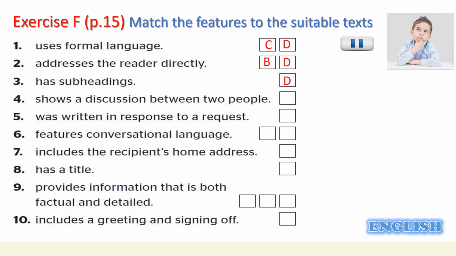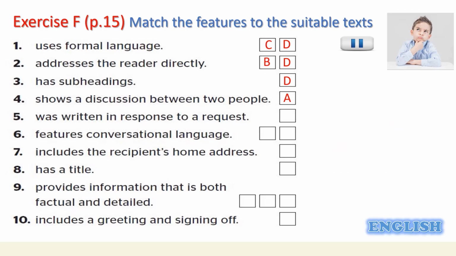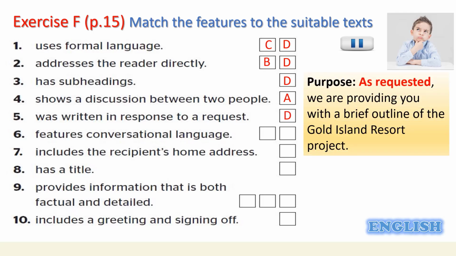Next, shows discussion between two people. It is text A. Very good. The discussion was between the host and Gray. Number 5. One text was written in response to a request. It is text D. Very good. "As requested."